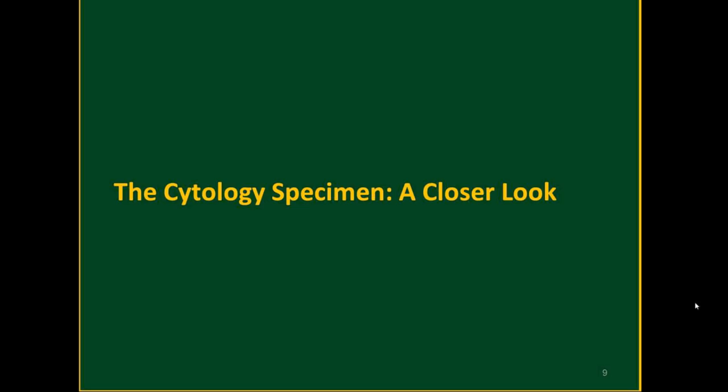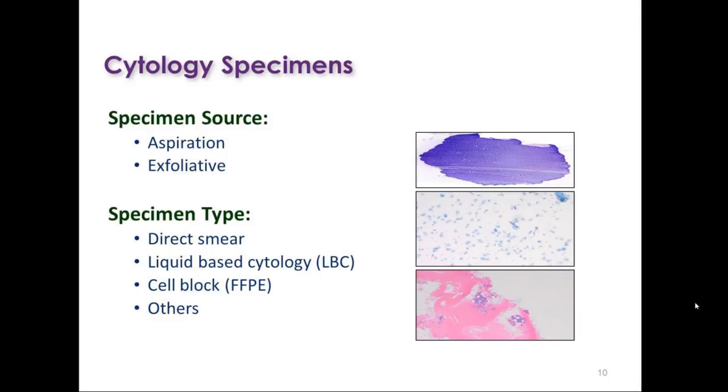So let's take a quick look at the cytology specimen. When we say cytology, we're talking either about aspiration specimens, so your FNAs, or exfoliative. The most commonly utilized specimen preparations for molecular are your direct smears, liquid-based cytology, and your FFPE blocks. I've included others in there because there are places that will utilize fresh cells or frozen, but the most commonly used ones are your smears, liquid-based, and cell blocks.